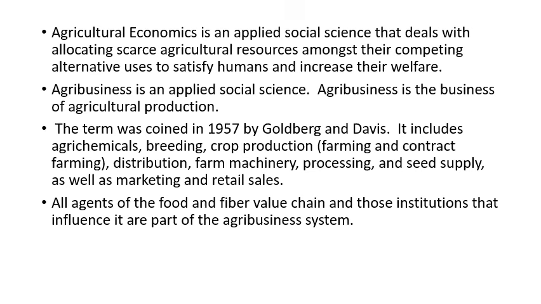As it says here, the term was coined in the year 1957 by two people, Goldberg and Davis. Okay, as I told you, it was created as a science in the early 1980s, but the term agribusiness existed in 1957. It includes agri-chemicals, breeding, crop production, farming and contract farming, distribution, farm machinery, processing, and the seed supply, as well as marketing and retail sales. Too many things. Any company that deals with agricultural or food items is called agribusiness.